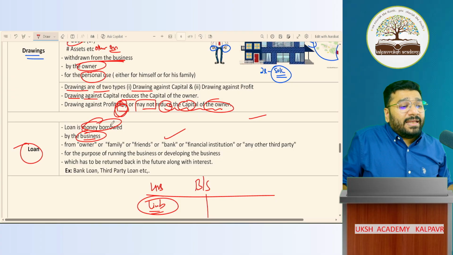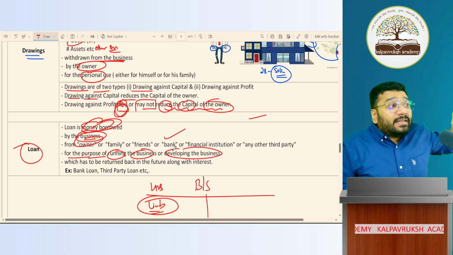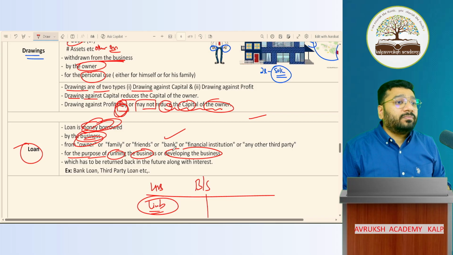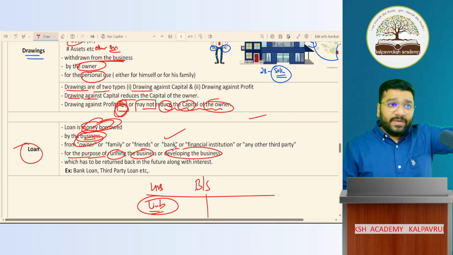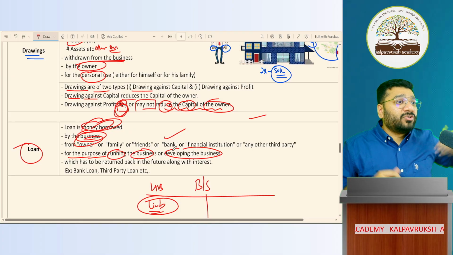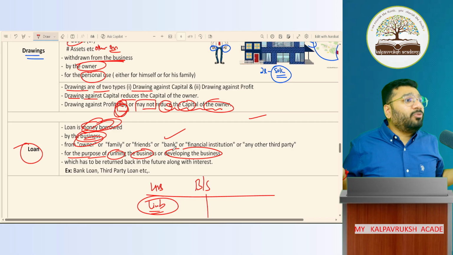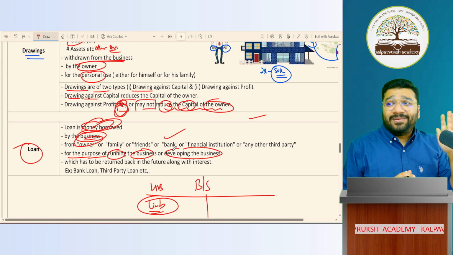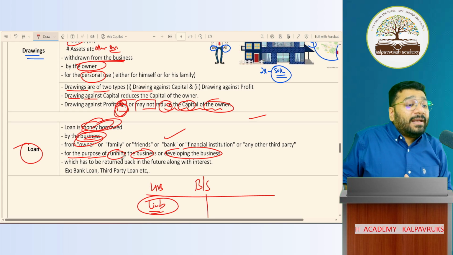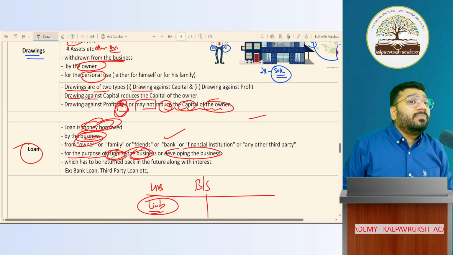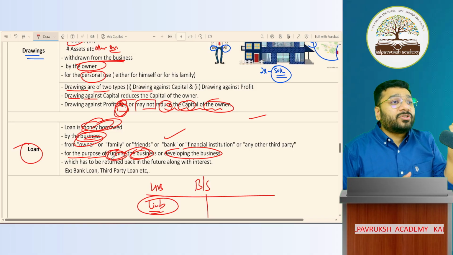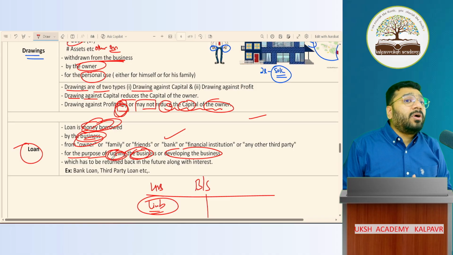Now, loan is money borrowed by the business for the purpose of running the business or developing the business. For running the business, I want to pay rent. I don't have money. What to do? I'm telling you really, from your fees has to come, no? It does not come. So this month's rent, how to pay, I don't know. So I went to the bank and borrowed a loan. So we're running the business to do day-to-day expenditure, we need money, so we take money from the bank. Got it, not got it?